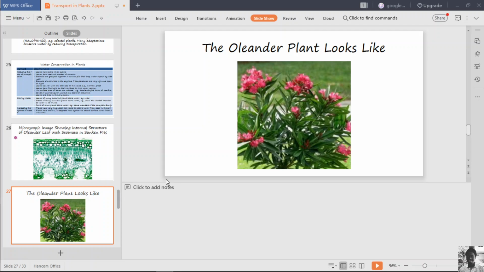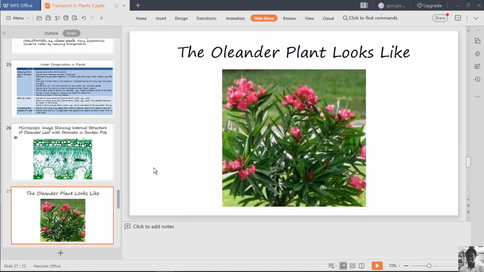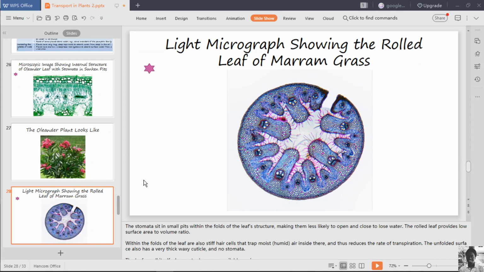Good. This is an actual picture of the oleander bush or the oleander flower, what it looks like. I'm sure most of you would have seen it before. Okay, I just decided to include that plant there so you would have an idea.